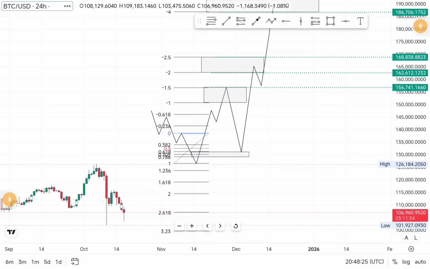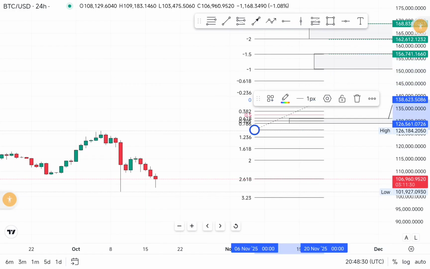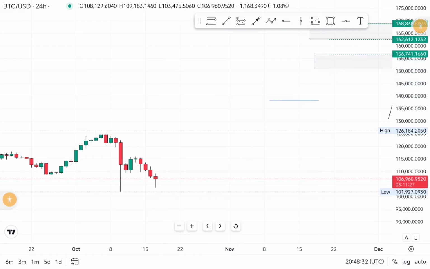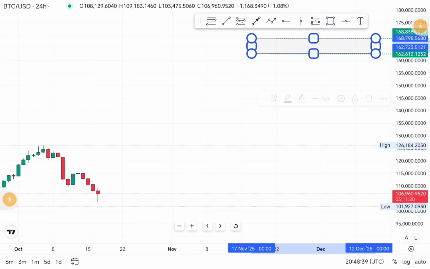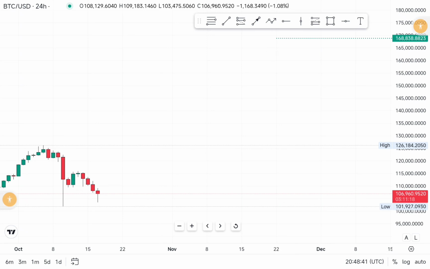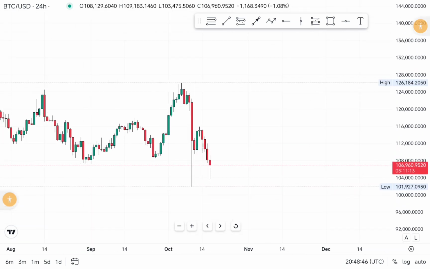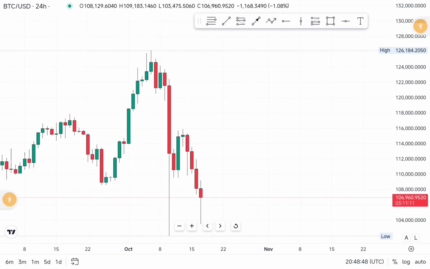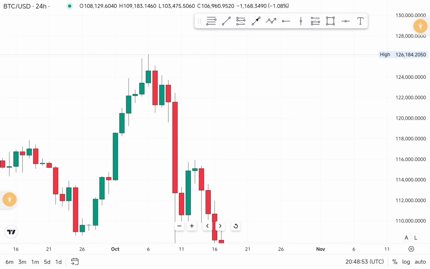The BTC USD, the daily time frame. So the recent high in the daily time frame is 126,000, and the recent low is around the 101,000 region.